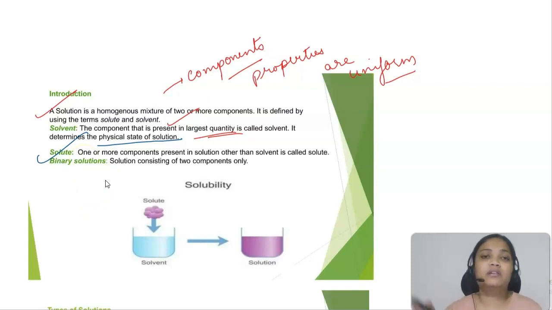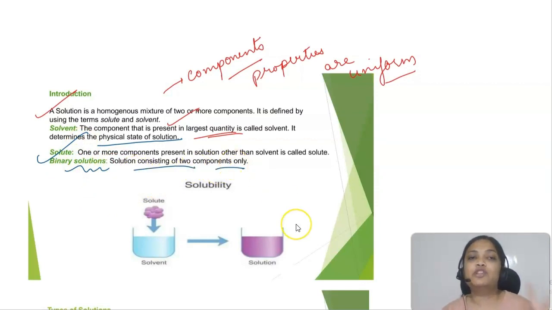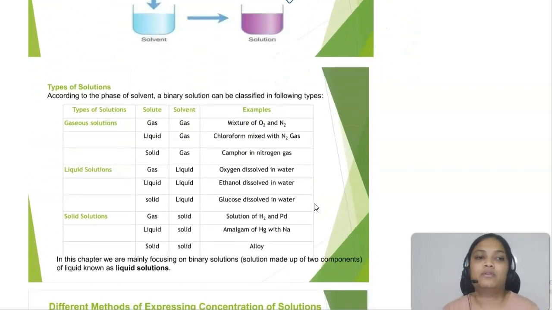So in this particular chapter, we will be mainly focusing on binary solutions. Now, what are binary solutions? These are the ones in which there are only 2 components. One solute, one solvent, 2 components will be there, and those solutions we are going to learn about. Now, if I talk about the types of solutions, this is just a very basic overview because we are starting with the basics. So according to the phase of solvent, we have these types of binary solutions.